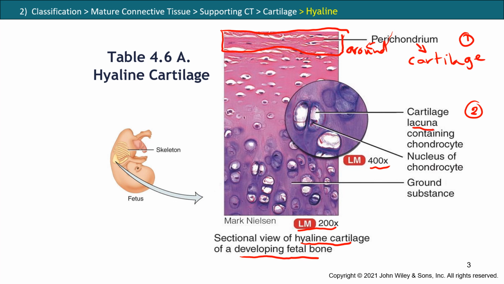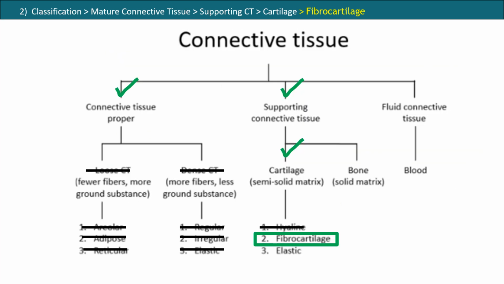There you see not only the lacuna, you can see also the nucleus of the chondrocyte. Okay, so remember, the lacuna is the space where the chondrocyte is going to be located. And finally, the last section will be the ground substance that is surrounding all these different lacunae and chondrocytes. Okay, so now let's move to the next section. We just finished the first type of cartilage that we were going to study, that is the hyaline cartilage.